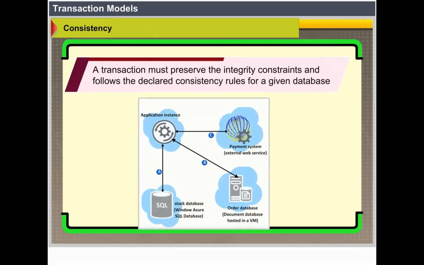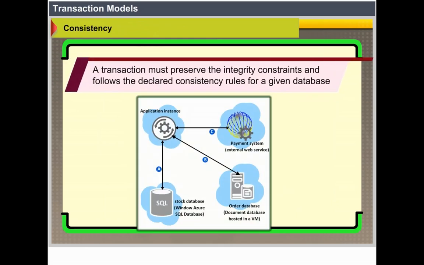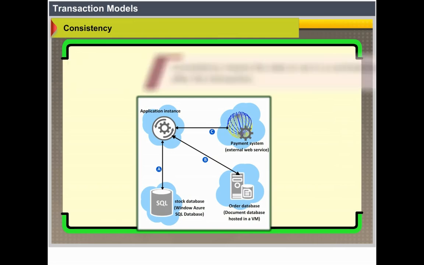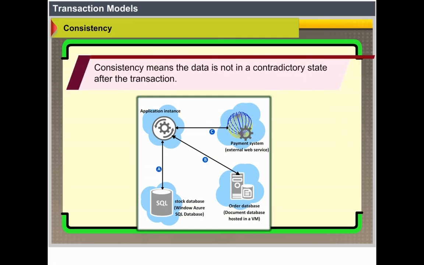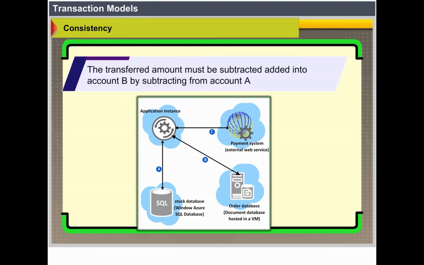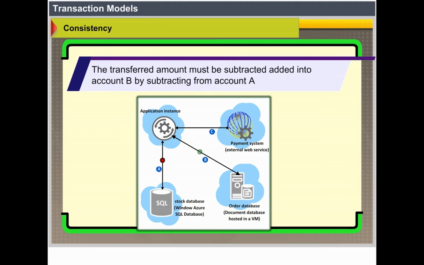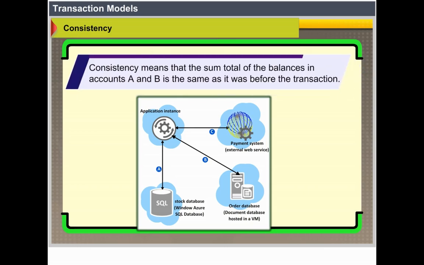Consistency. A transaction must be such that it preserves the integrity constraints and follows the declared consistency rules for a given database. Consistency means the data is not in a contradictory state after the transaction. The amount transferred must be subtracted from account A and added into account B. Consistency means that the sum total of the balances in accounts A and B is the same as it was before the transaction.